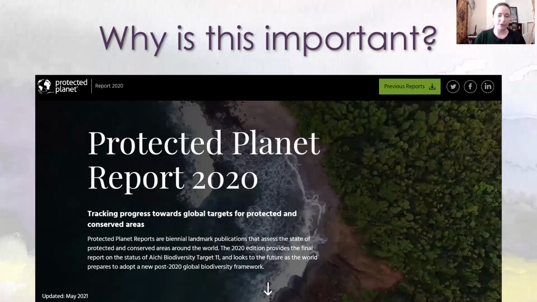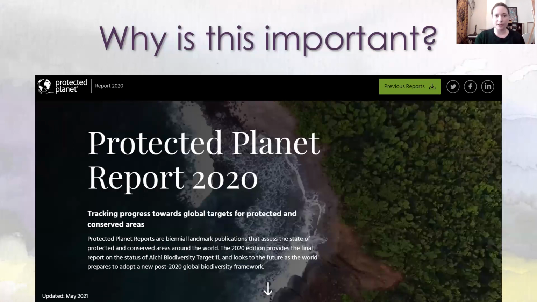So why is this important? Firstly, because we can't accurately track progress towards global targets if we don't have all the pieces of the puzzle. The recently published Protected Planet report showed that the world has reached its 2020 target to protect or conserve 17% of the world's land. And it also showed that marine coverage has tripled since 2010. But without comprehensive data on all types of protected areas, we know that this isn't the whole picture.